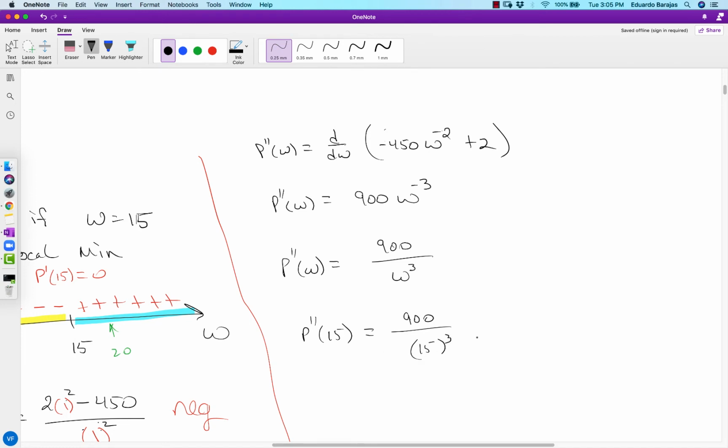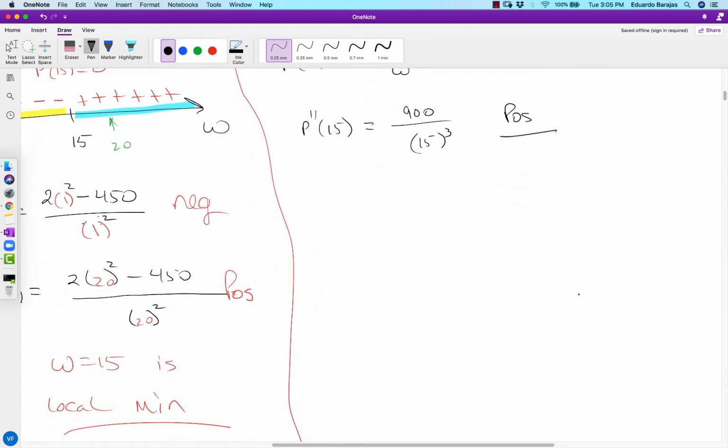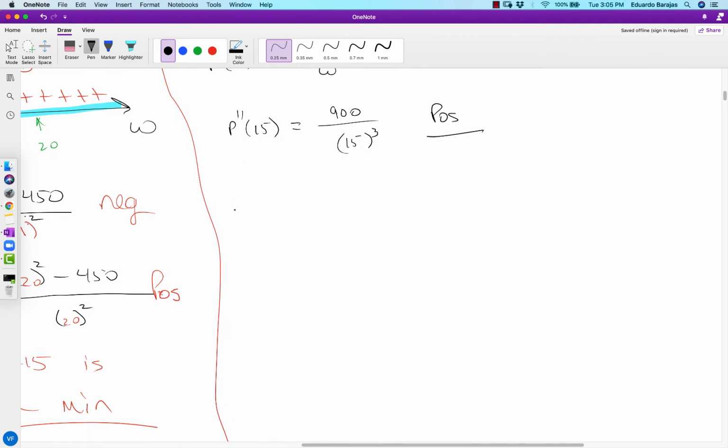And before you calculate that, it doesn't even really matter what the answer is. All we're looking for is whether it's positive or negative, so we know it's positive. Okay, so we have that w equals 15 is a critical value. We know that p prime of 15, the first derivative, equals 0. And we know that the second derivative at 15 is equal to some positive number.